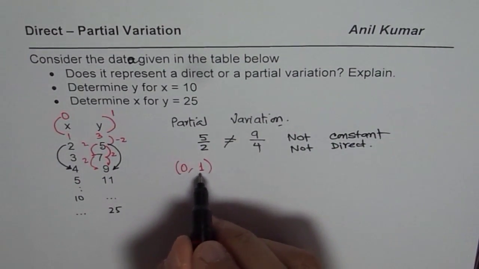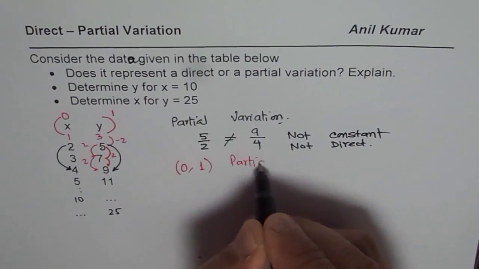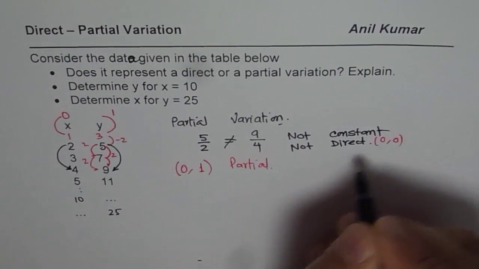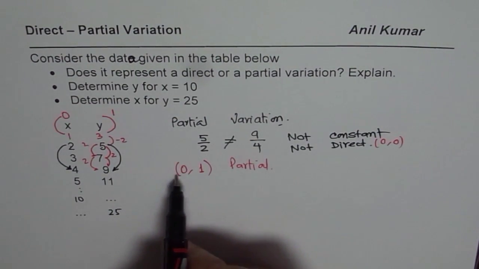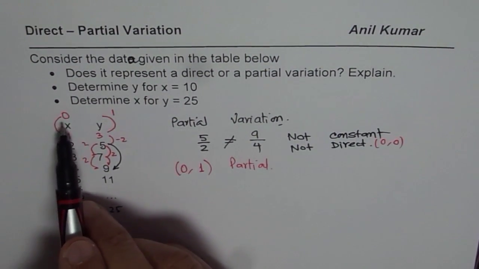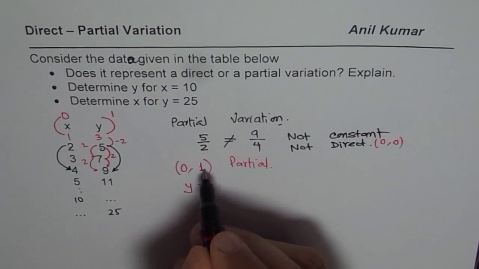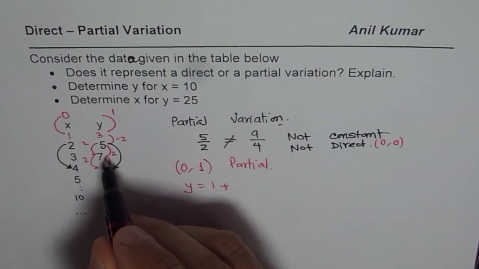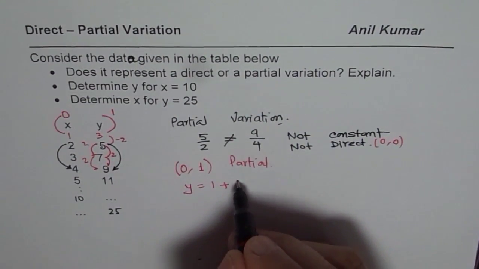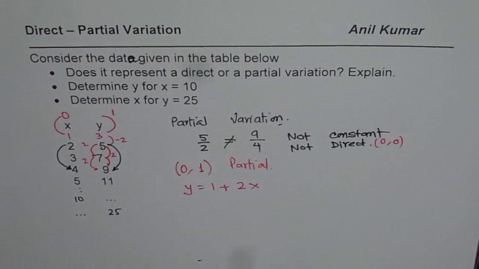So that also shows it is partial. Is it okay? Because for direct, you have 0, 0, correct? Not 0, 1. But this gives you one more idea. That is, when x is 0, that time the fixed cost is 1. I mean, in this case, the value for y is 1. Therefore, I could write a relation y equals to that 1 plus the rate at which it is going up. It is going up by 2, so 2x. So that becomes the equation from the data, correct? So that is an easy way of finding the equation. There are other ways of finding also, which we'll discuss at the end of the video. Well, this is the best way to find the equation.